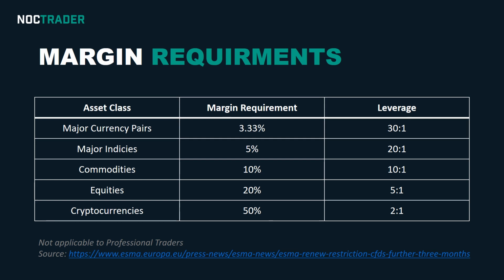So for forex pairs, it's 3.3%. For major indices like the FTSE 100, the DAX, the Dow Jones, it's 5%. For commodities, so we're talking gold, silver, oil, I think, it's 10%. And for equities, so that's any stocks, US stocks, UK stocks, we're looking at 20%. And for cryptocurrencies, it's 50%.